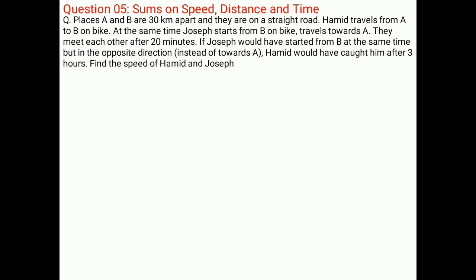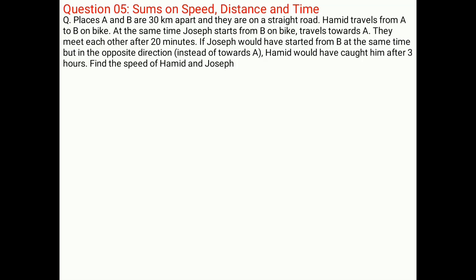The question reads that places A and B are 30 kilometers apart and they are on a straight road. Hamid travels from A to B on a bike. At the same time, Joseph starts from B on a bike and travels towards A. They meet each other after 20 minutes. If Joseph would have started from B at the same time but would have travelled in the opposite direction, Hamid would have caught him after 3 hours. Find the speed of Hamid and Joseph.